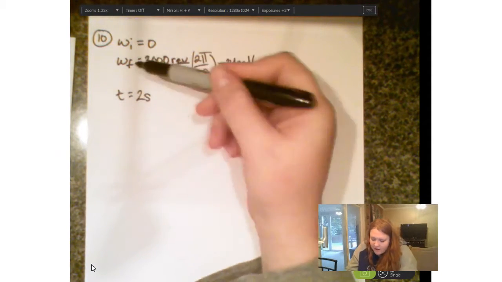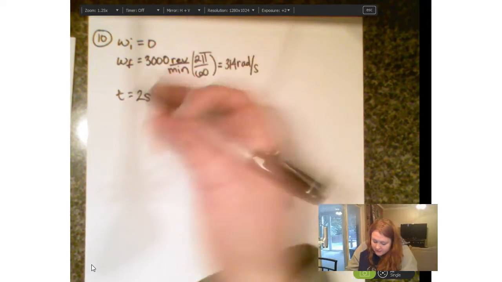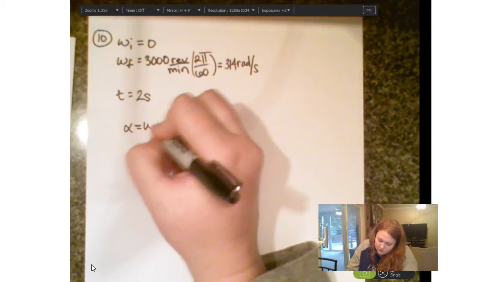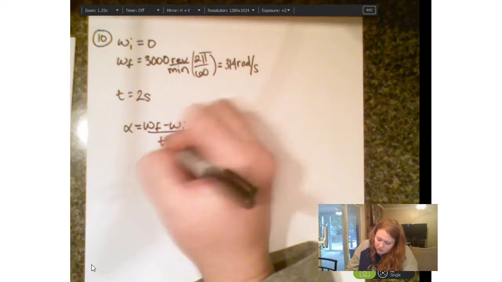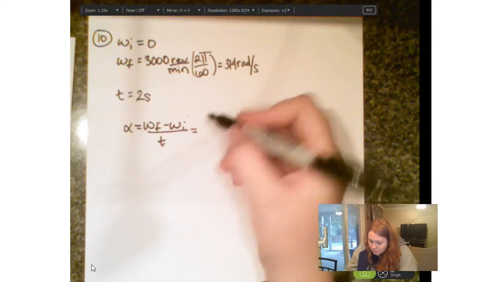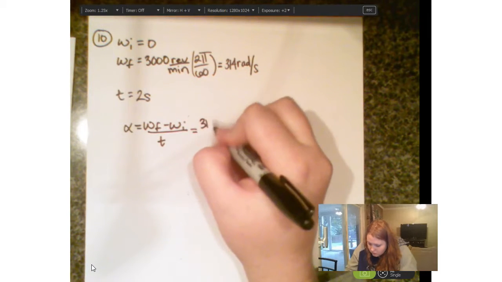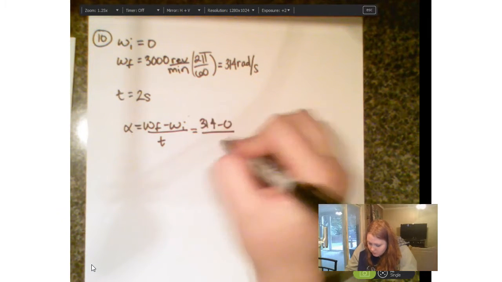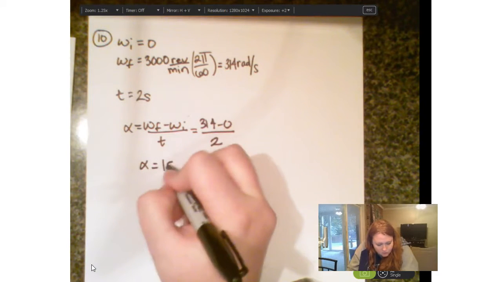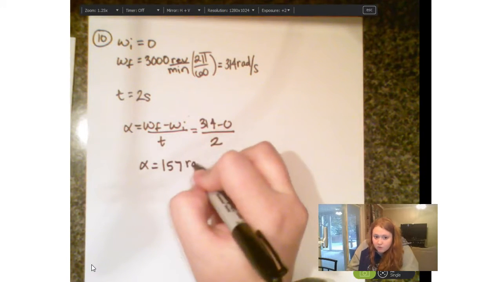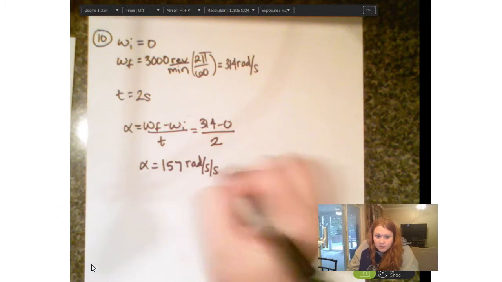Because I have omega f, omega i, and t, I know that alpha equals your final rotational speed minus your initial rotational speed over time. So I'm just going to plug the numbers in here. 314 minus 0 over 2. So alpha then equals 157 radians per second per second.